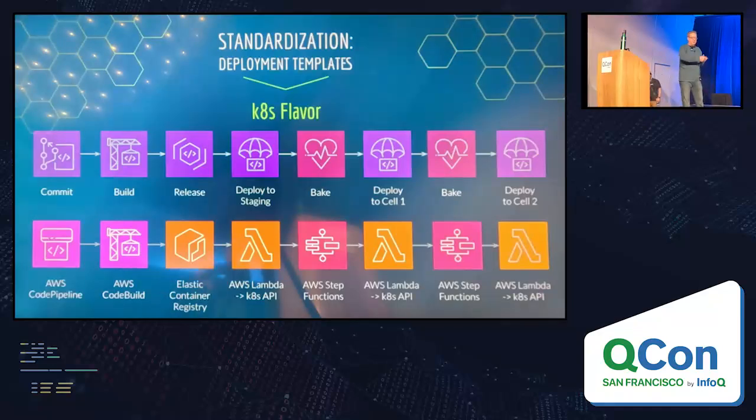And the Lambda is just making an API call to Kubernetes, letting it know that there's a new Docker image available that it should do the deploy with. Then we can still use basically the same step function logic for the bake, and then we just repeat that series of Kubernetes calls and bakes for the rest of the cells. So we've got basically this generalized list of steps that we know that we need to do all of our deployments. And we have some flexibility here where they're almost the same, even though some of our technology stacks may be very different from one another.